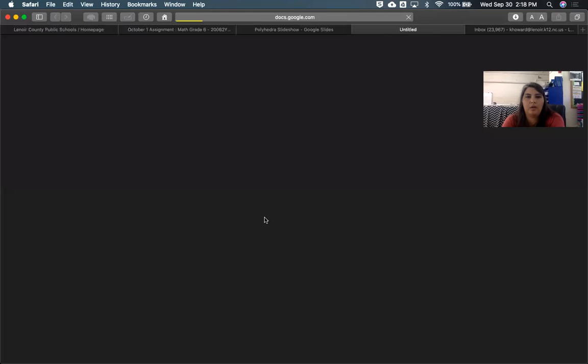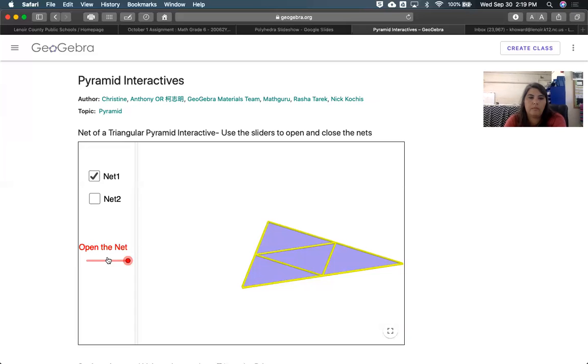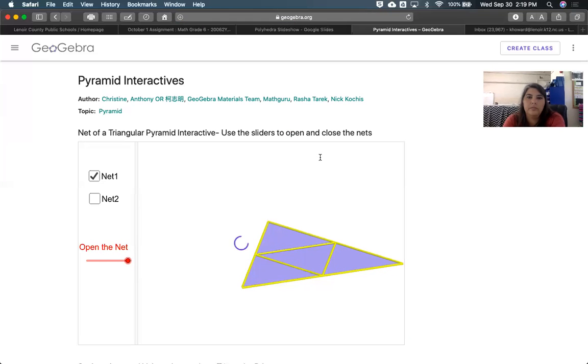And this is a triangular pyramid. You can see the triangle base, and it's going to be connected by triangular faces. Well, it's not letting me. Let's try refreshing. Let's try it again. If it doesn't work, we'll just skip it.